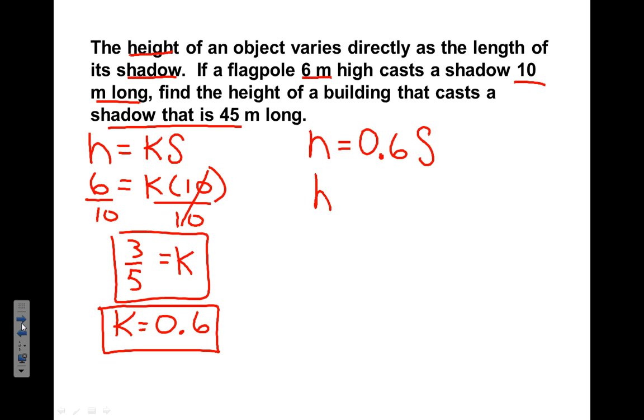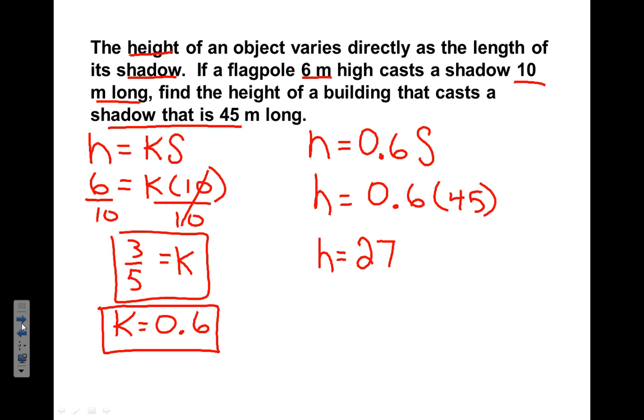So we have h is equal to 0.6 times the shadow, which is 45. So get out your calculators and let's multiply that out. I have to get my calculator here as well. So we've got 0.6, we times it by 45, and we get 27. So h is equal to 27.